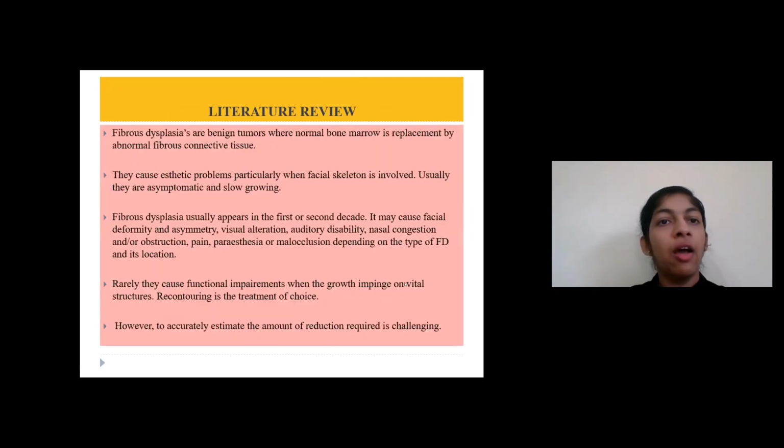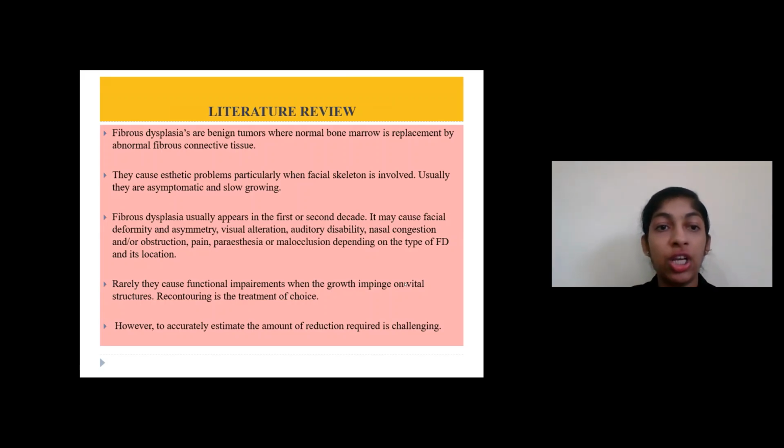Literature review. Fibrous dysplasias are benign tumors where normal bone marrow is replaced by abnormal fibrous connective tissue. They cause aesthetic problems, particularly when the facial skeleton is involved. Usually they are asymptomatic and slow growing. Fibrous dysplasia usually appears in the first or second decade.